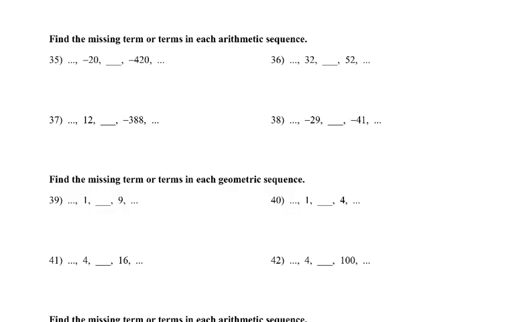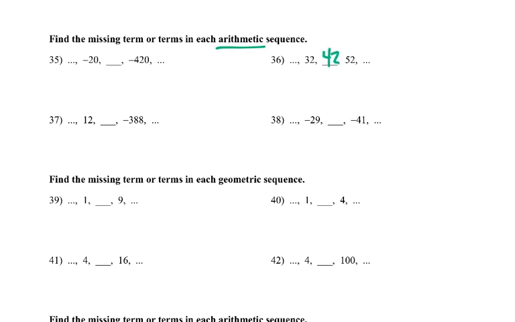Alright, now this last one, let's just see if we can understand what's happening here and figure out what the missing terms are. Okay? So these first four are arithmetic, so we know we're adding. So if I go 32 to something to 52, well, we went up by 20. So cutting that in half, we should probably be going up by 10, shouldn't we? So that would be 42.